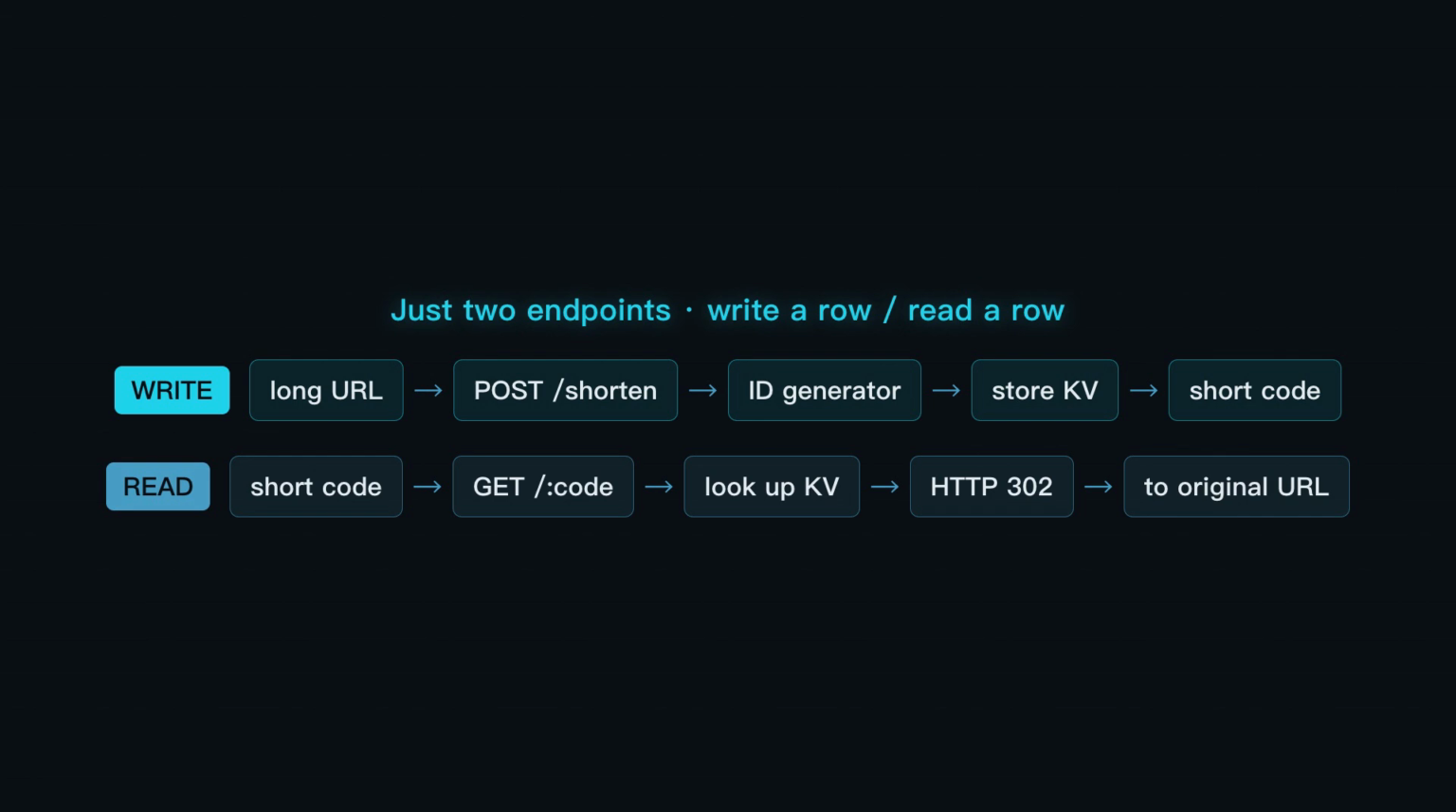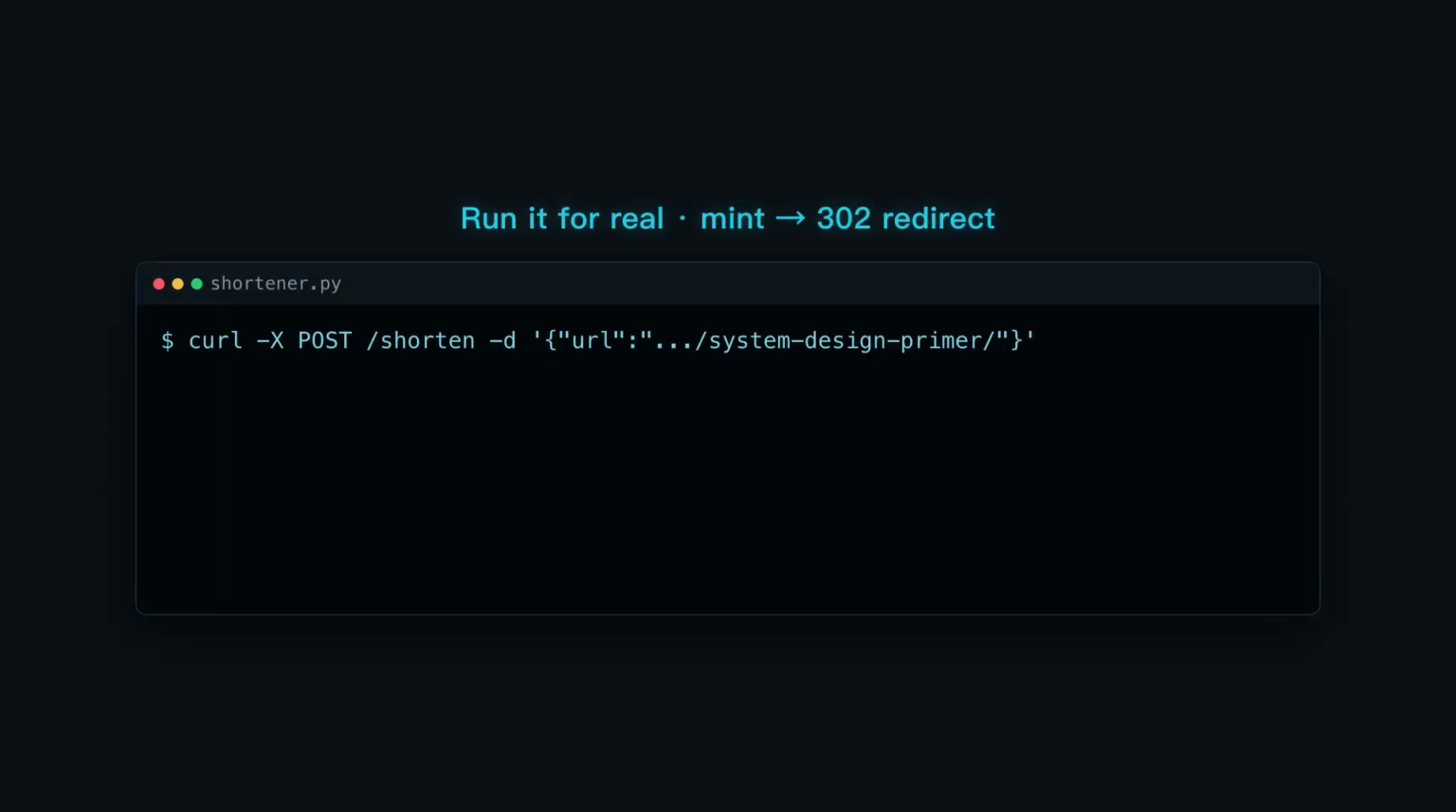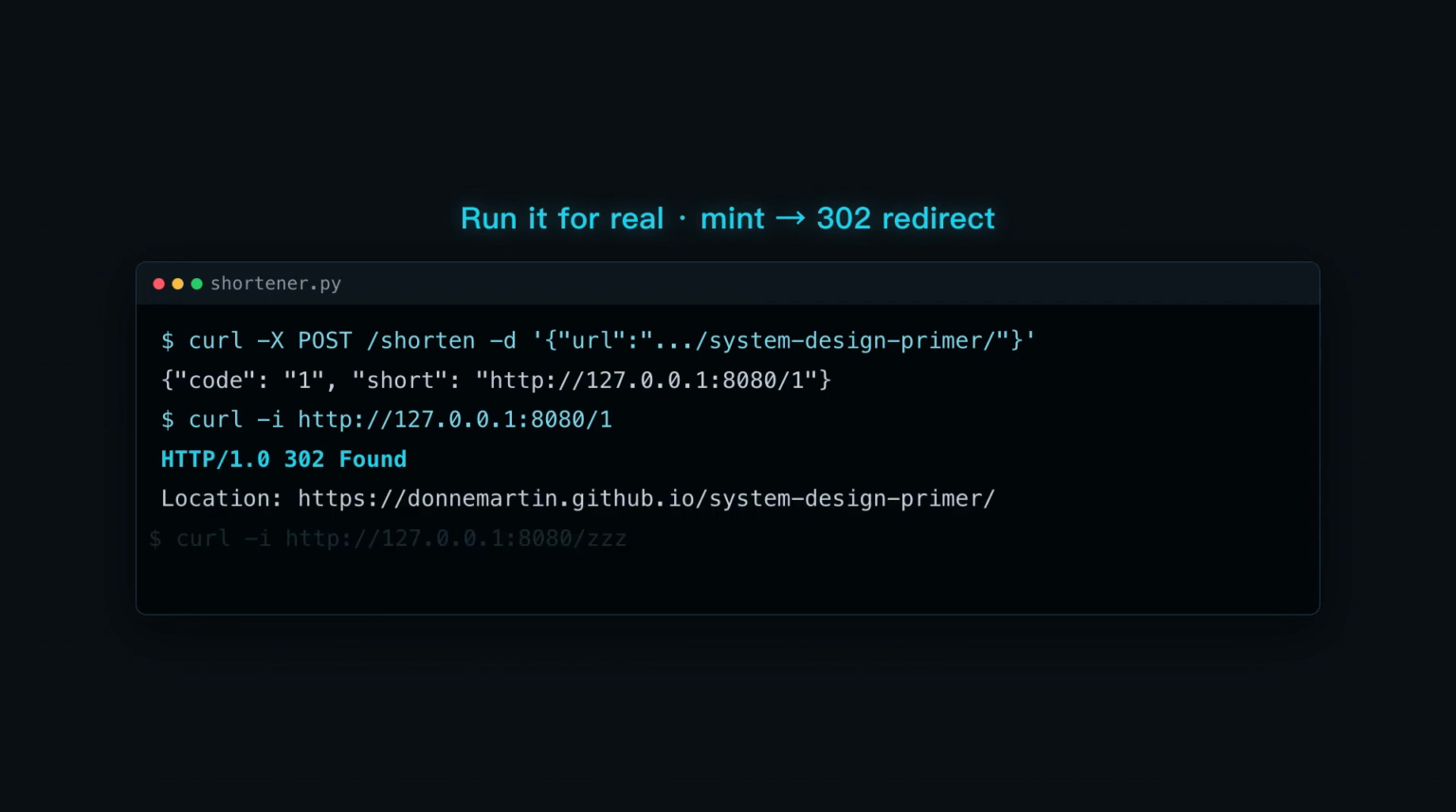Just 2 of them. On the write side, you post a long URL. I return a shortcode. On the read side, you get the shortcode. I redirect you away. I actually wrote this minimal service and ran it. I POST one of the primer's links, and it hands me back shortcode 1. Then I GET /1. Look at this real response header. HTTP 302 Found, with location pointing back to the original URL. The browser gets this and automatically jumps over.